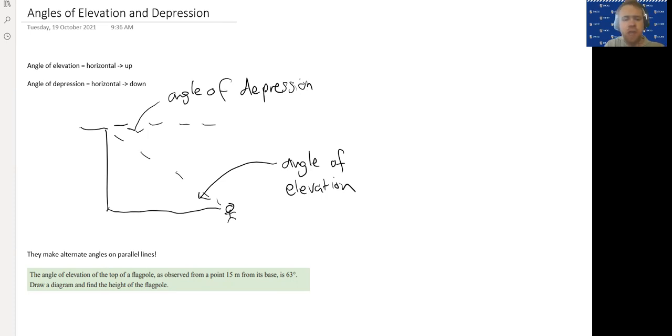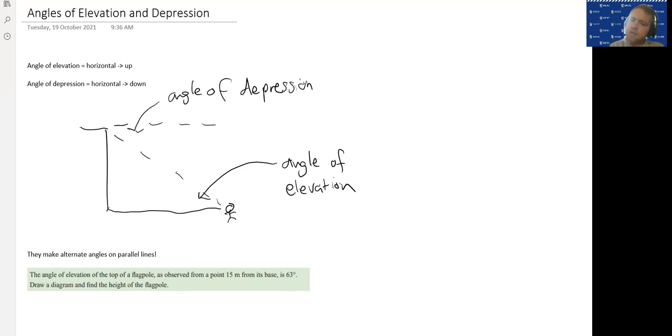And what these angles are is they're the angle created with a sort of imaginary horizontal line, either starting from the horizontal and going up, or starting from the horizontal and going down. Okay, so basically it depends on your perspective.